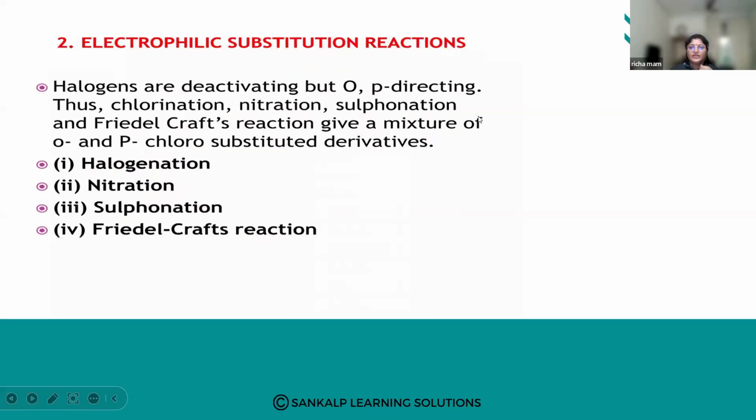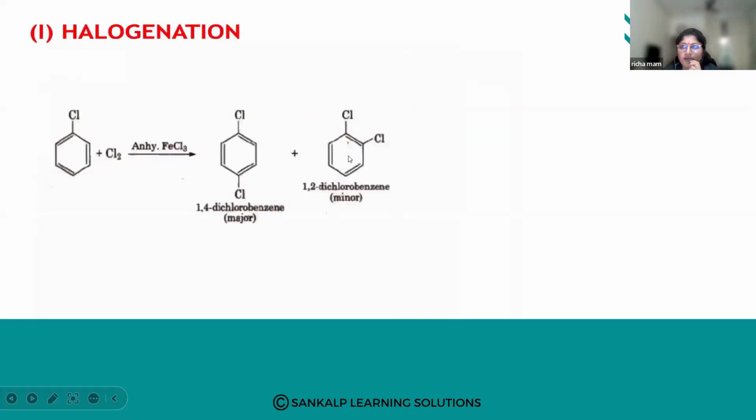Then let us see the electrophilic substitution reactions. Halogens are deactivating, but ortho-para directing. So halogens are deactivating groups, but they always direct the attack to the ortho and para positions. We can do chlorination, nitration, sulfonation, and Friedel-Crafts reactions, and it will give you a mixture of ortho and para substituted products. So let us see the electrophilic substitution reactions on haloarenes.